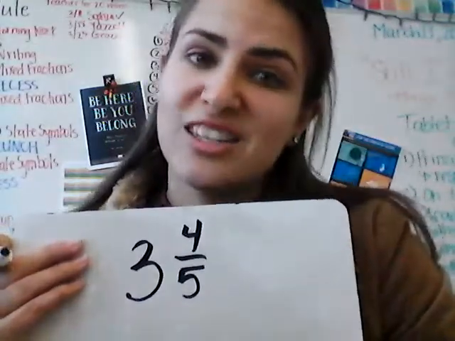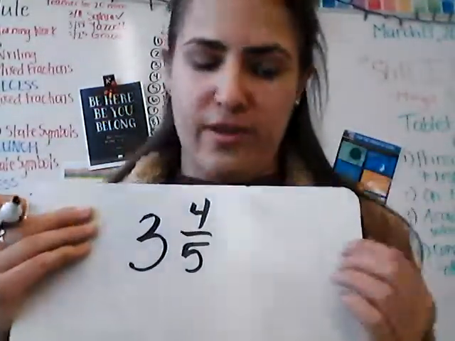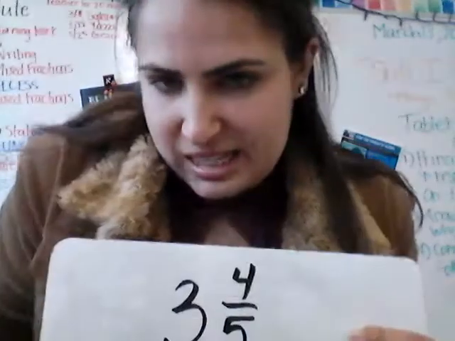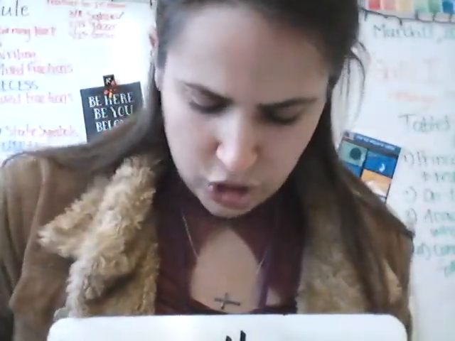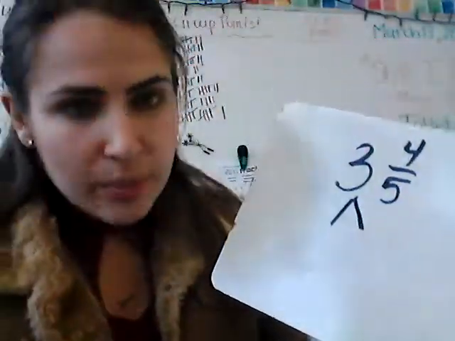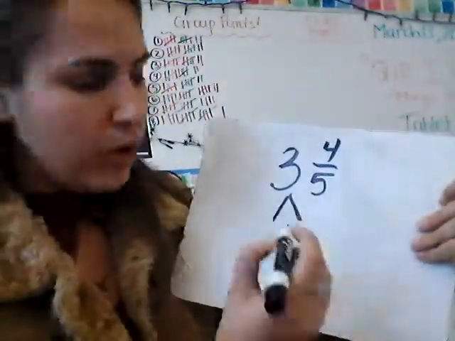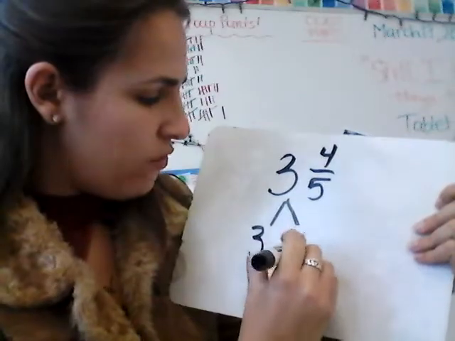So first I want you to think about 3 4/5. It's always going to be helpful to think about it in terms of the whole number and the fraction. So we know 3 4/5 is made up of 3 and then 4/5.